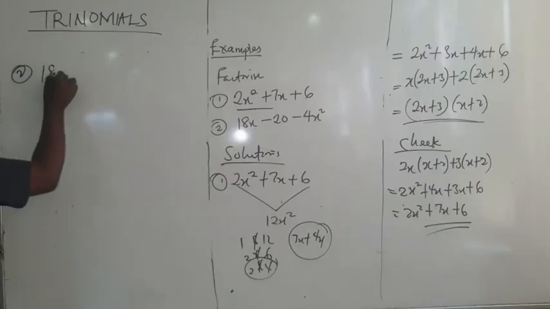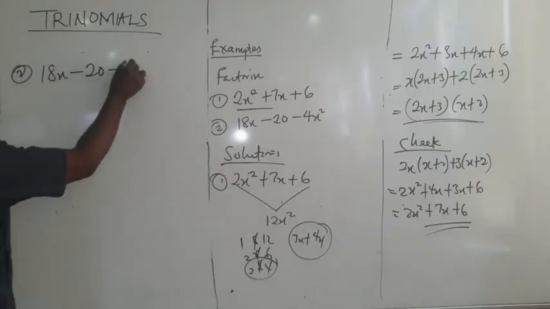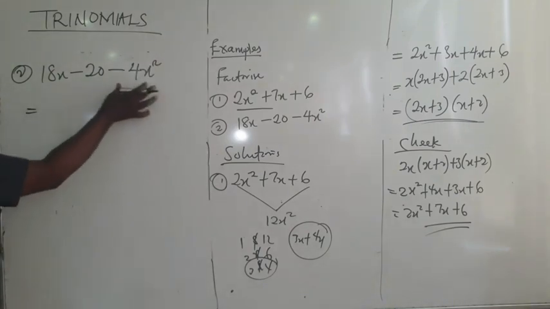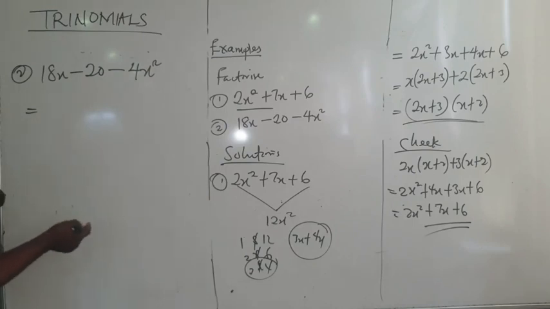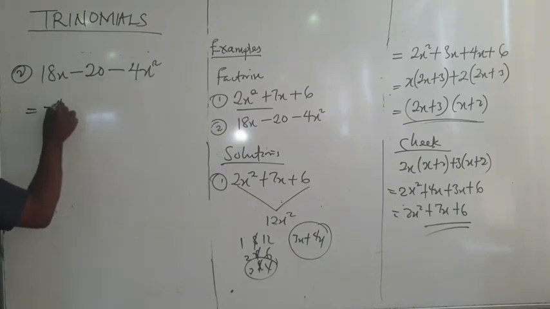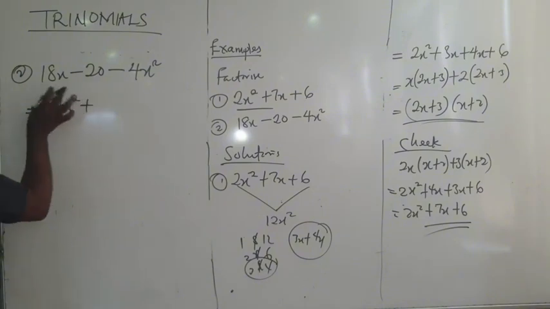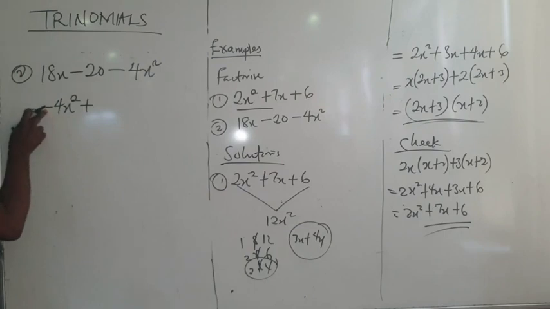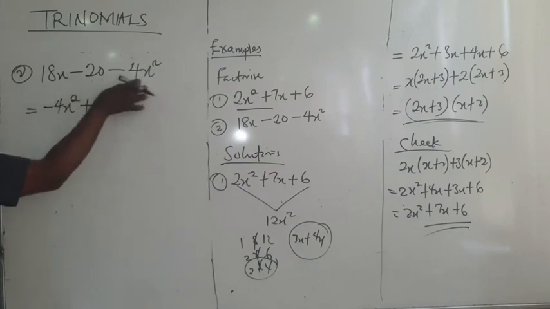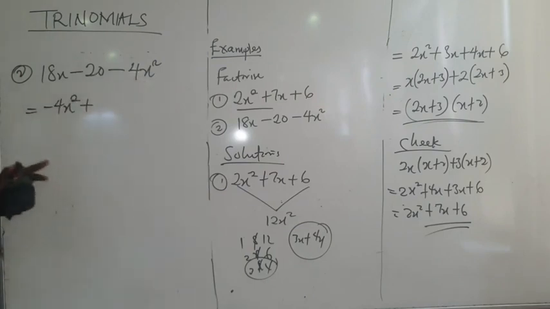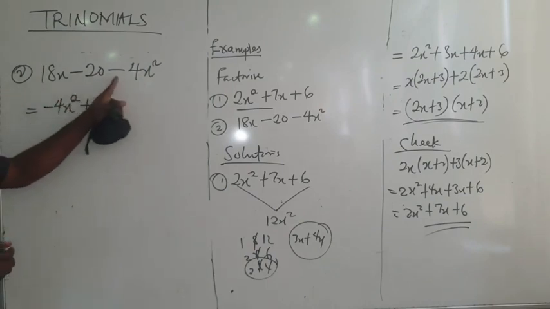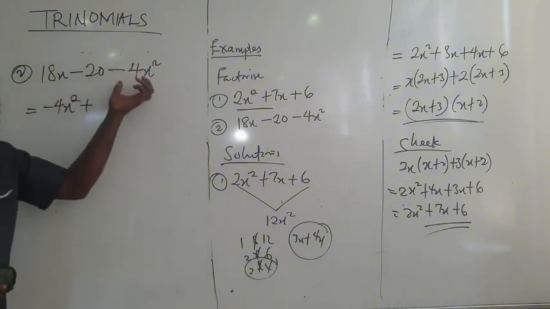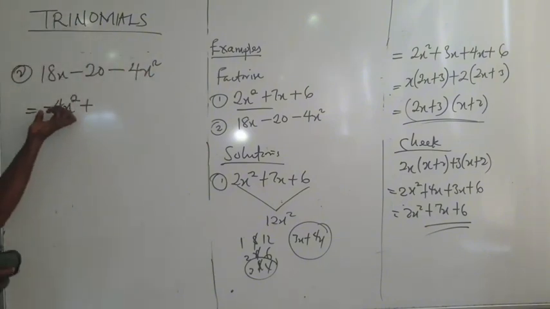We have 18x minus 20 minus 4x squared. You need to rearrange. It's not well arranged, or you can leave it like that, same thing. Anyhow, let's have it minus 4x squared plus, this is plus. It is not minus, it is plus. You can see that I took the minus along with it, right? When you are rearranging, the sign, positive or negative, will not change. It will only change when you are taking it from one side of the equation to the other side of the equation. That's why this one will remain like that.